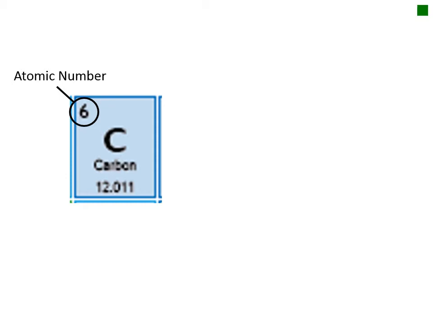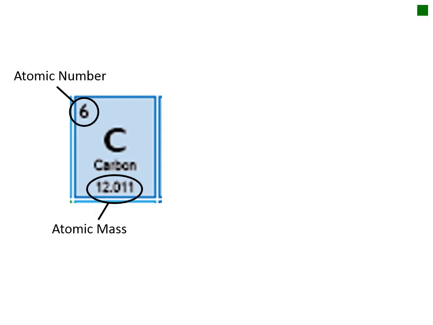In a neutral atom, the atomic number is also equivalent to the number of electrons and often the number of neutrons. The number on the bottom is the atomic mass. The mass of an atom is determined by the number of protons plus the number of neutrons in the nucleus. In that case, 6 protons plus 6 neutrons would give an atomic mass of 12.